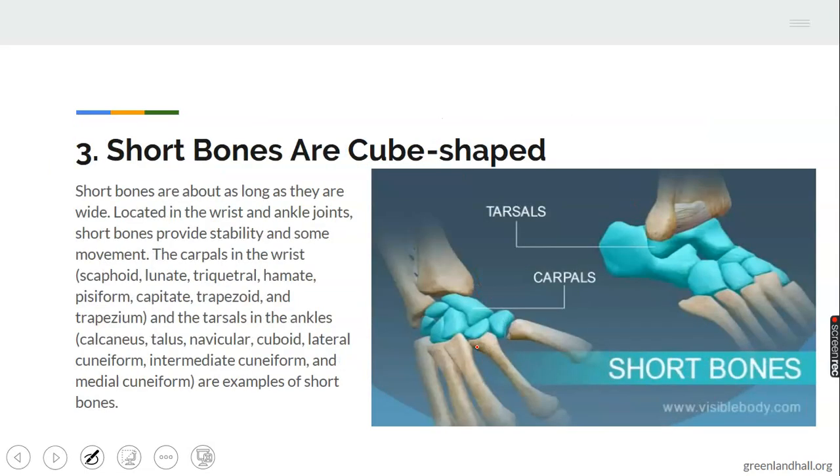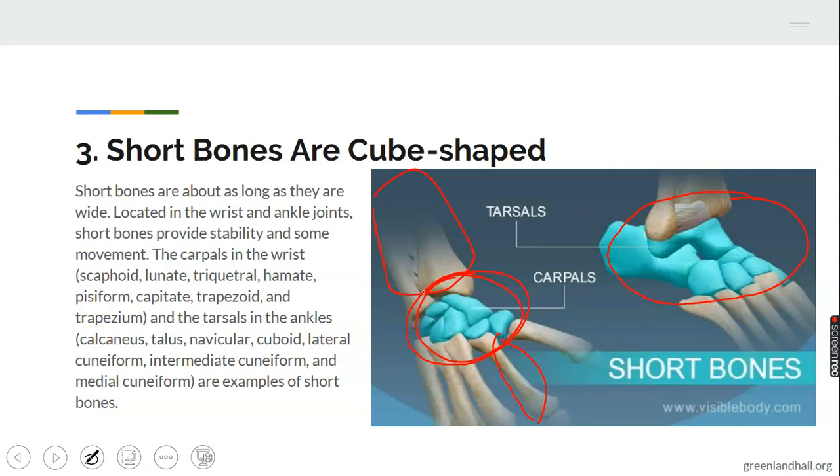Then we have short bones. You can see them on the screen, the ones in blue. Look at this one. We have a long bone here, and then there's another long bone here. These short bones here join these two long bones together.